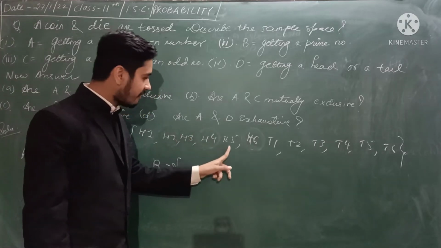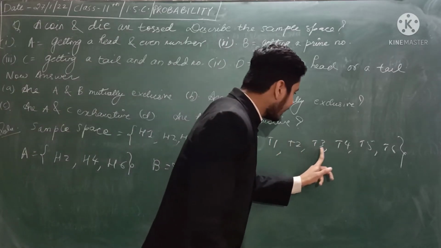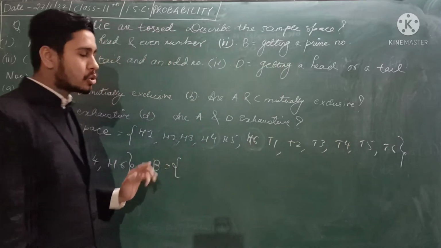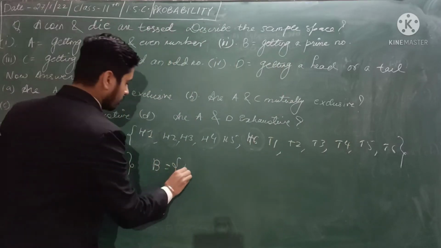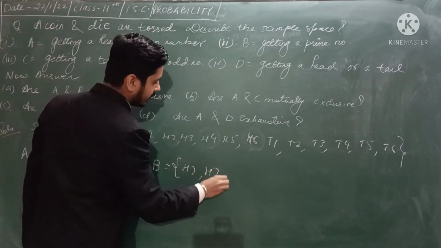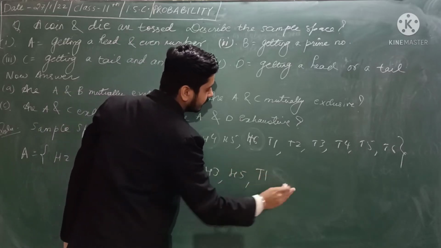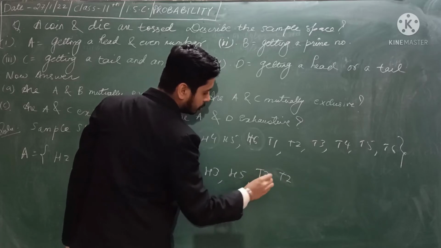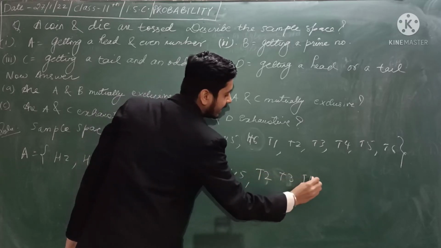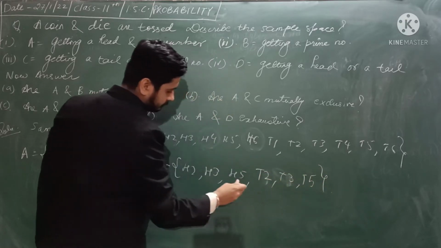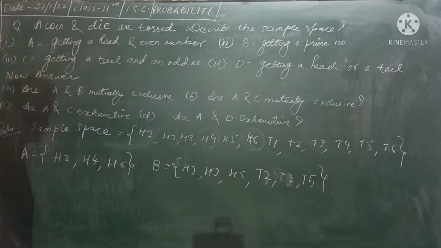2, 3, 5, 2, 3, 5. Okay. So for both you have to write H2, H3, H5, T1, T2, T3 and T5. I hope this is clear to you.